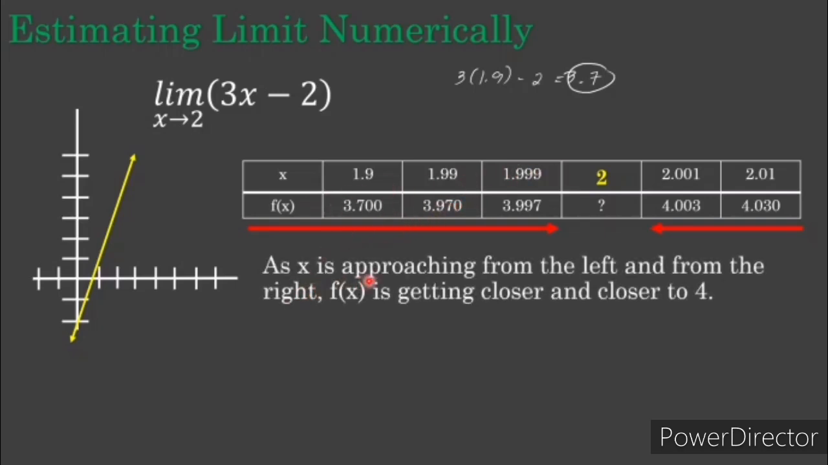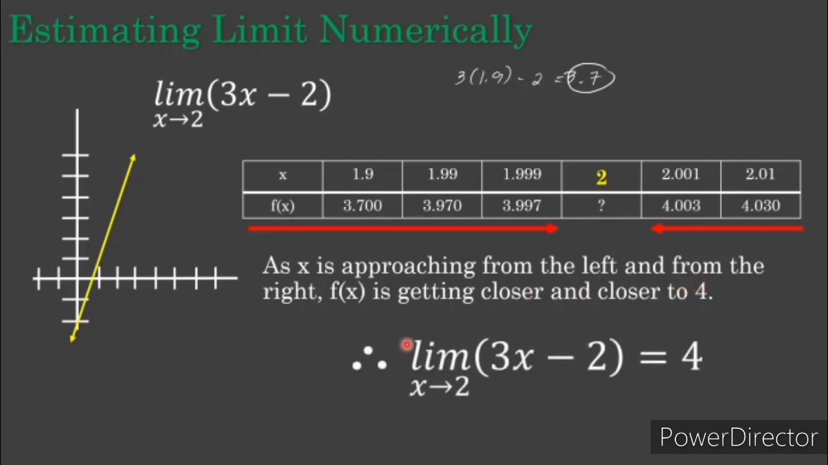Okay. So, as x is approaching from the left and from the right, f of x is getting closer and closer to 4. Diba? Kung mapansin nyo, we have 3.997 which is closer to 4, 4.003 which is also closer to 4. So, habang papalapit yung value ng x natin sa 2, yung value ng function natin or f of x becomes closer and closer to 4. Therefore, the limit of 3x minus 2 as x approaches 2 is equal to 4.